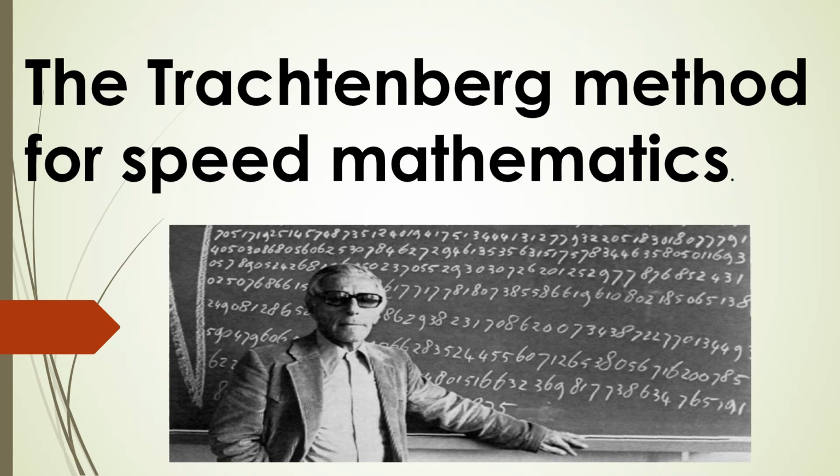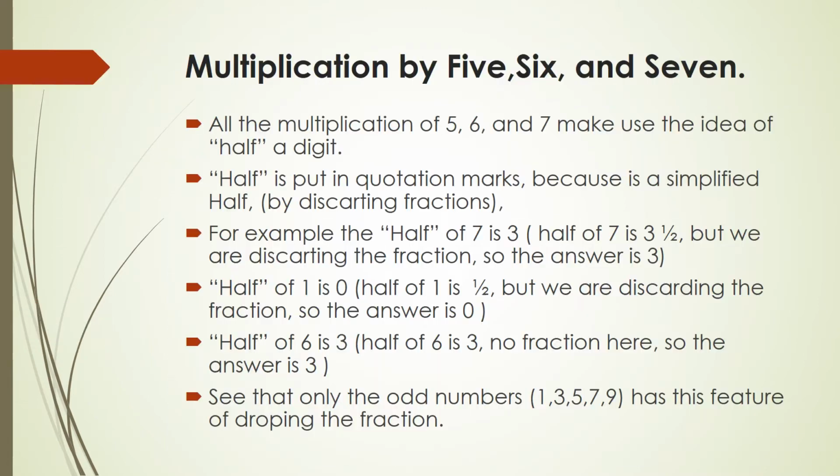Welcome to the Trachtenberg method for speed mathematics. Continue with the rules. Now we are going to learn how to multiply by 5, 6, and 7.